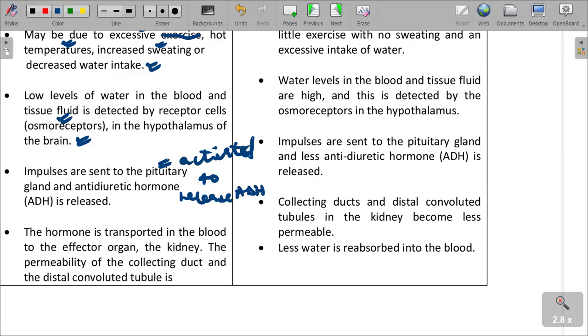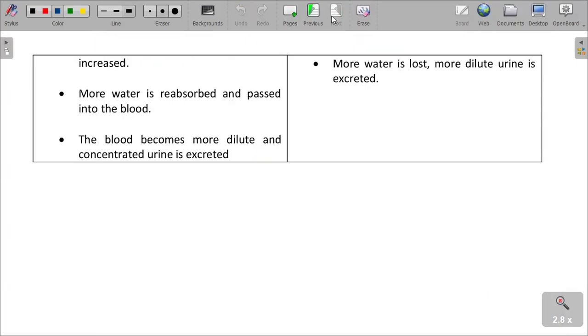So the hormone is transported in the blood to the receptor organ, which is the kidney. And the permeability of the collecting ducts and the distal convoluted tubules actually increases. You understand? It increases. So what happens again is that more water is reabsorbed and passed into the blood because of an increase in the permeability of the tubules. So therefore, blood becomes more diluted and concentrated.